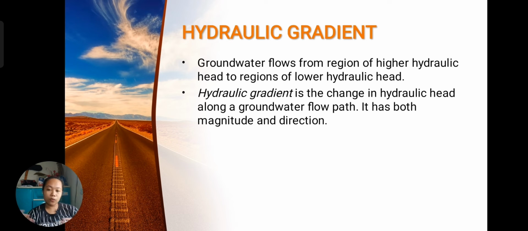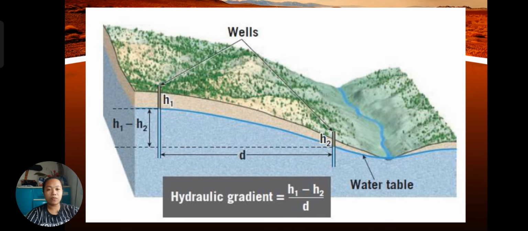Groundwater flow velocities are much slower than surface water flow velocities due to some parameters, except in limestone karst formations, where groundwater flows through caves and large solution channels. And here is the formula for hydraulic gradient, which is equal to head 1 minus head 2, all over the distance between the heads.